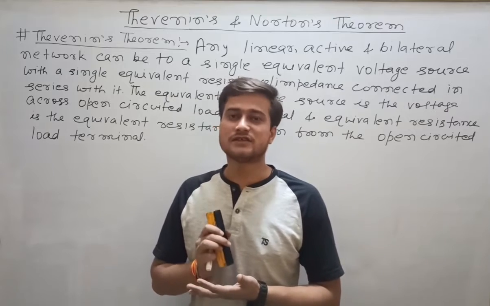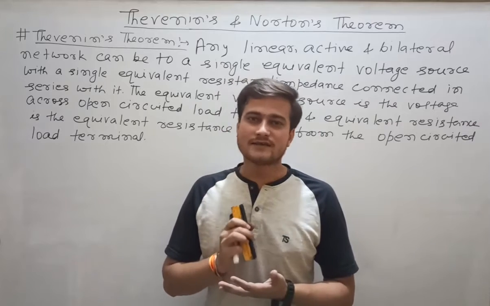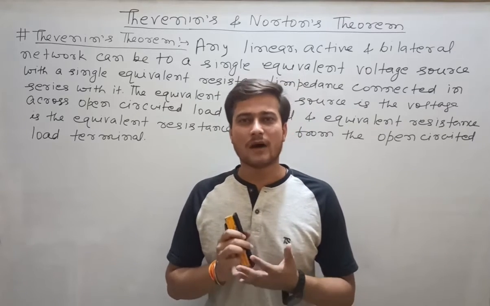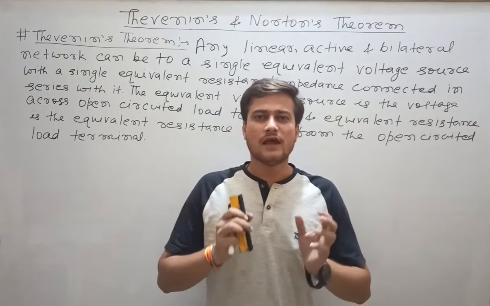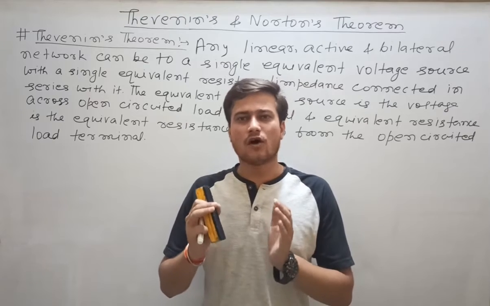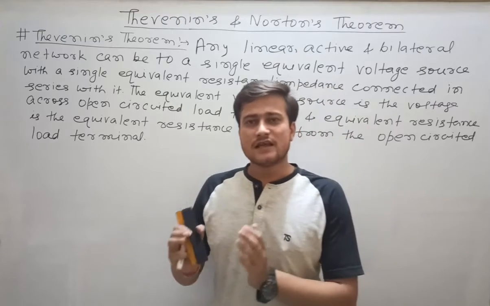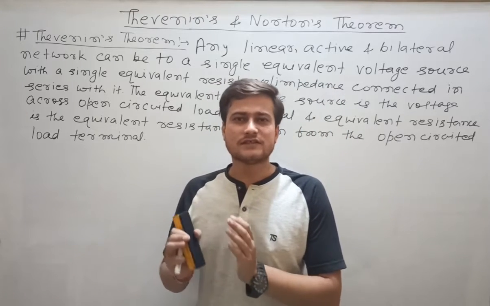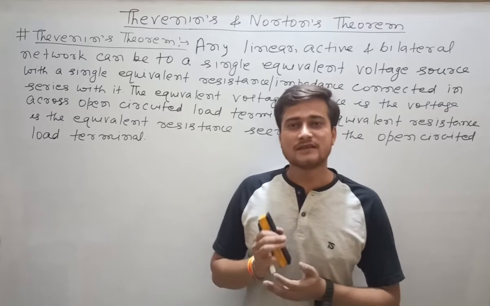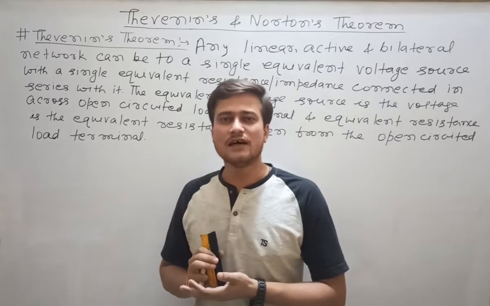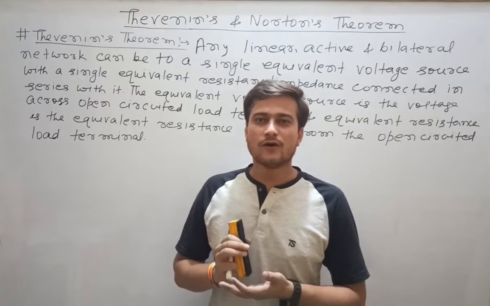What is Thevenin's theorem? It says that any linear, active and bilateral network can be replaced by a single equivalent voltage source with a single equivalent resistance or impedance connected in series with it. This single equivalent voltage source is the voltage across the open circuited load terminal, and the single equivalent resistance is the resistance seen across the open circuited load terminal.